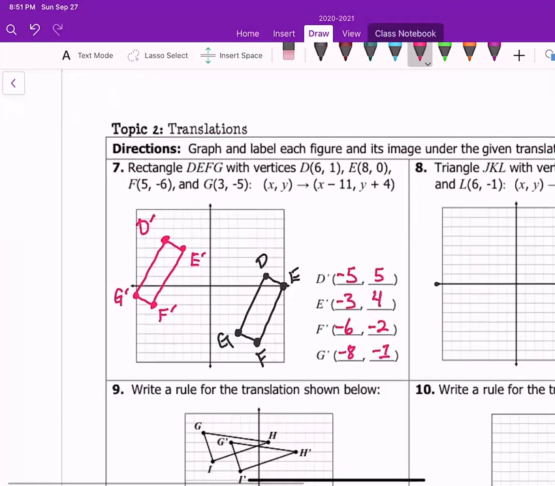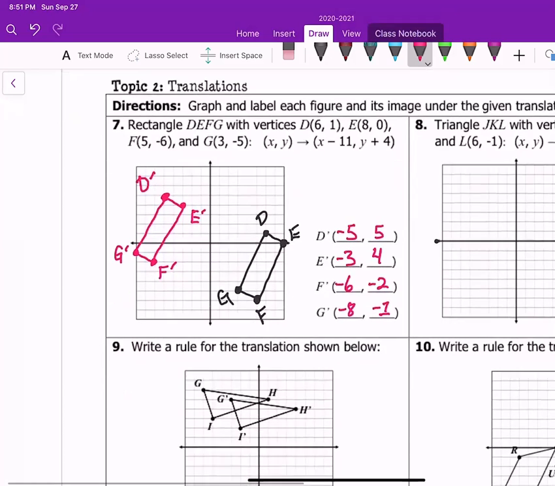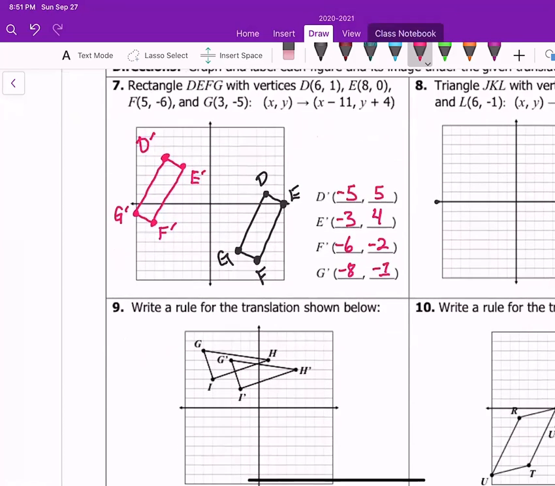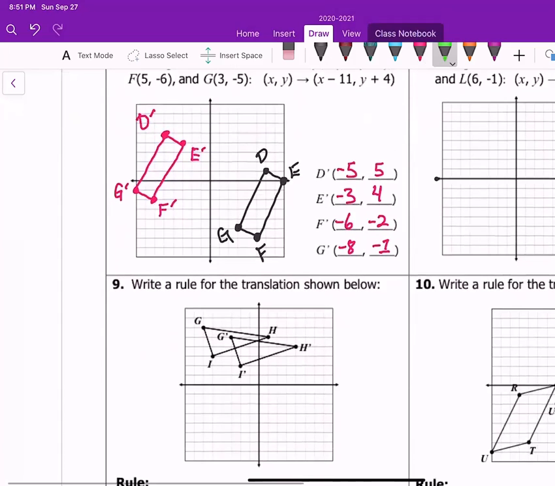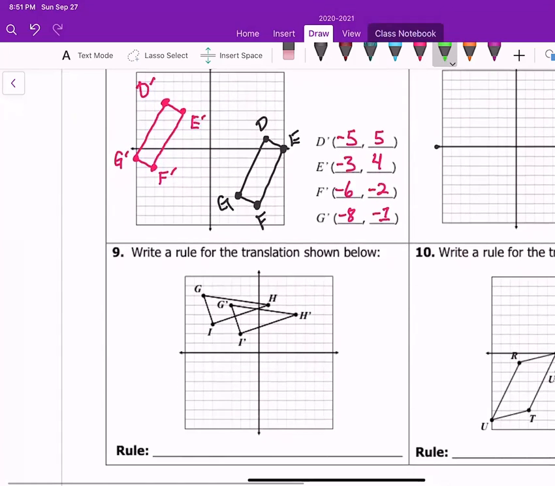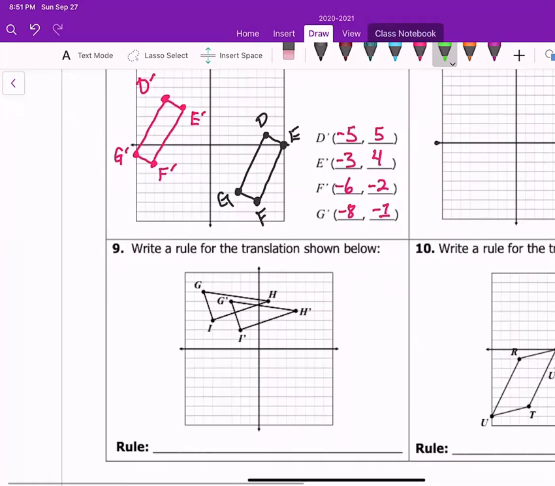Now, number 9, write a rule for the translation shown below. Don't be scared. It's just a simple rule. So my original points here, I'm going to make bigger dots. That's G, H, and I. These are my originals. So what I'm going to do, the apostrophes here, G prime, H prime, and I prime.